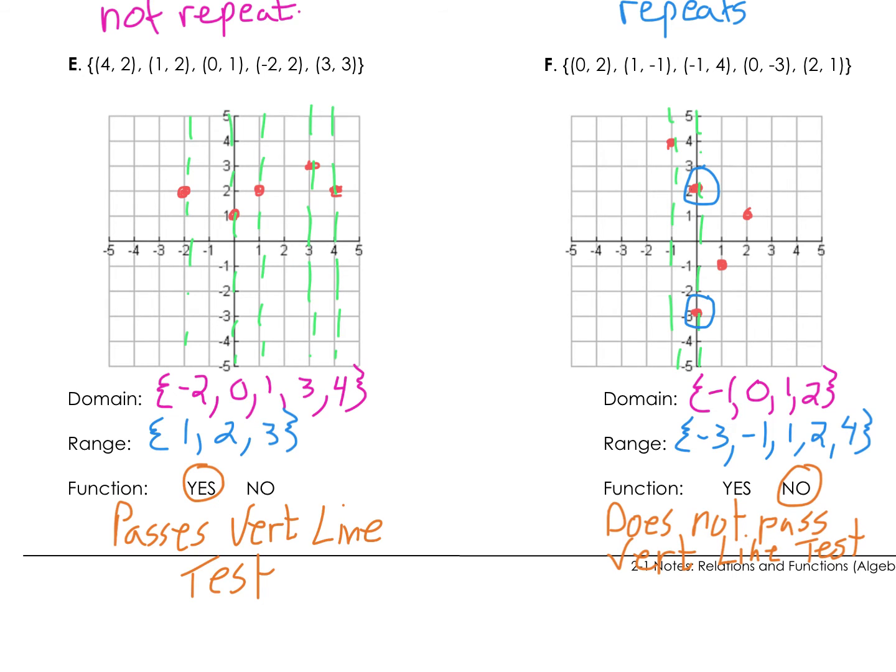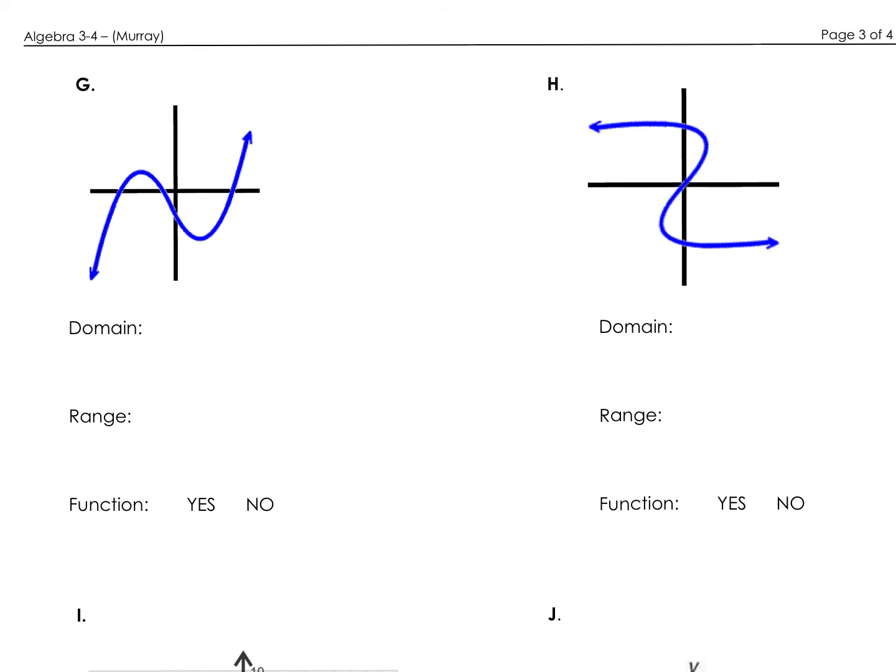All right, so let's flip to the next page and look at some different types of graphs. These graphs are a little bit different because they're not just ordered pairs, they're actually continuous curves. And so there is not just a finite set of ordered pairs that I can write. There's an infinite number of ordered pairs on this line. So the question is, how are we going to write the domain?